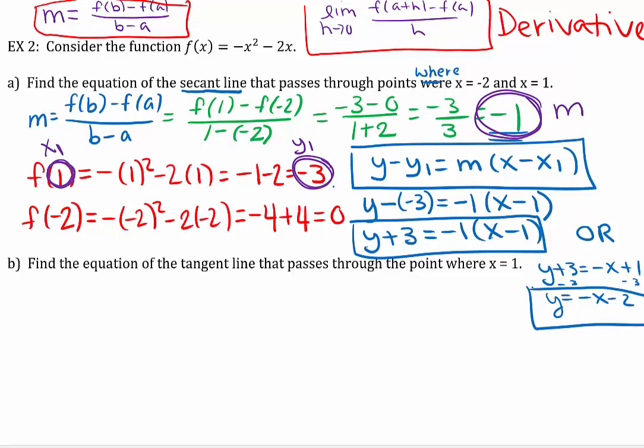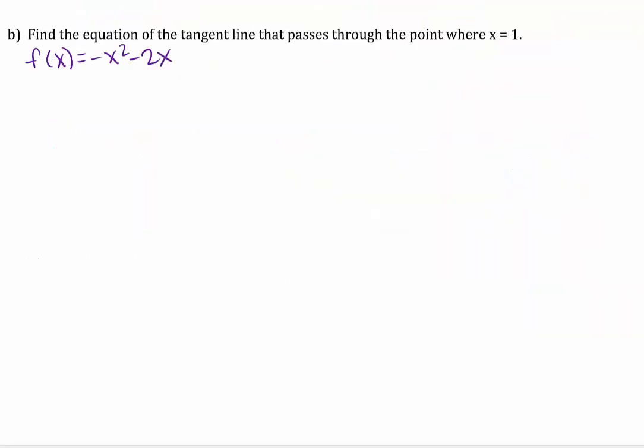So to summarize, to find the equation of a secant line, the slope was the average rate of change. We did that first. And then we plugged that slope and one of our points into the point slope formula. Now let's do the exact same thing, except we're going to find the equation of a tangent line this time. So same function. And now we are just looking at one point, the point x equal 1. What is the equation of that tangent line?